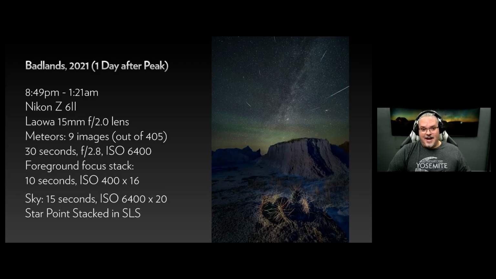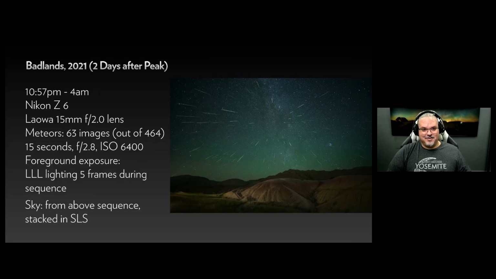Here's the day after that. And there were a lot fewer meteors, plus the clouds came in. So only 9 of my images had meteors. So it doesn't really look like a radiant, but it is. And I further complicated it by doing a foreground focus stack, which we'll talk about a little bit more later, and a separate sky image.